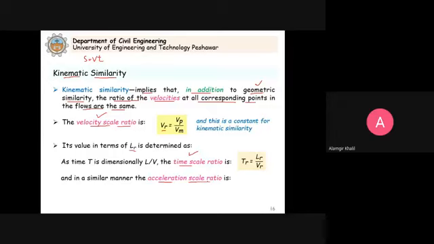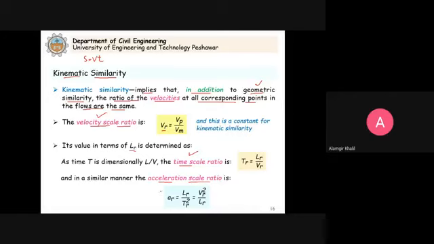For example, if you consider geometric, it can be length, area, volume. If you consider kinematic, it can be time, velocity, acceleration, discharge. If it is dynamic, then it can be mass, force, pressure, impulse, momentum, energy, power, work, etc. Because we have to transfer the results of the model to the prototype and vice versa, in that case, you will need these scale ratios. Clear? That's why we need to understand these things fully. This will help us when we solve the problems.